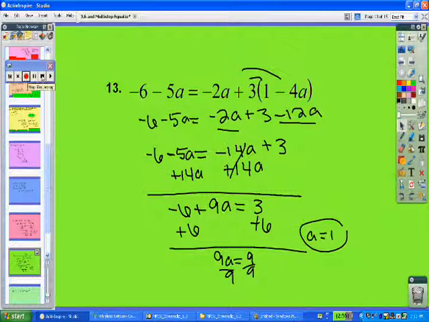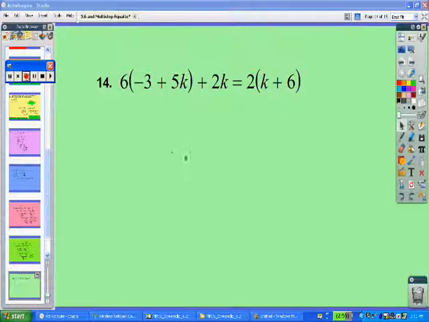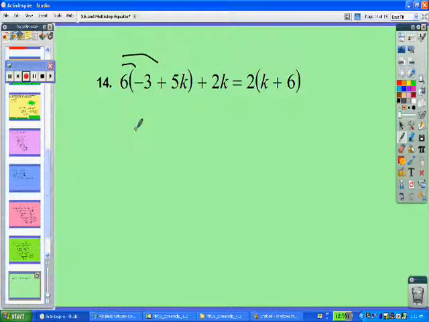Alright, let's try one last equation. Here is our last review problem. Go ahead, copy it down and solve it. Play when you're ready. Alright, for my answer, hopefully you distributed. Got negative 18 plus 30k plus 2k.